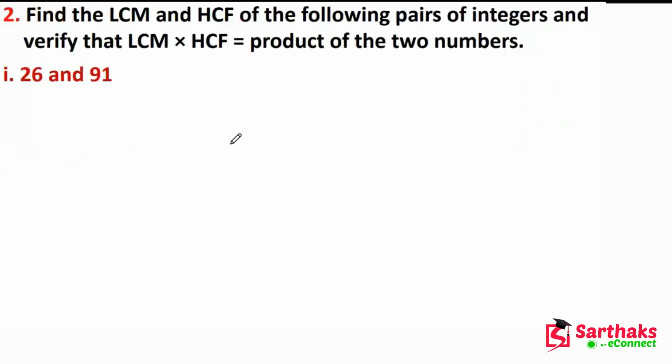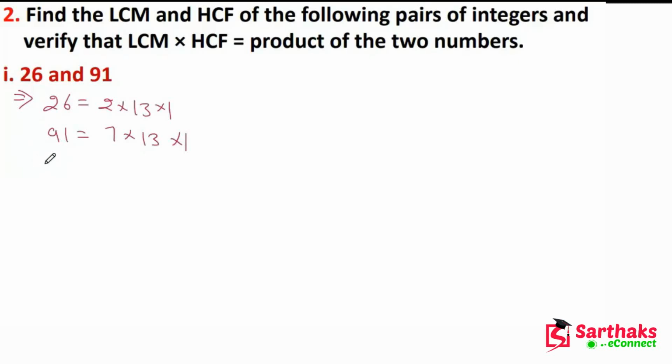Now find the LCM and HCF of the following pairs of integers and verify that LCM into HCF is equal to the product of the two numbers. So for finding the LCM and HCF of these numbers, firstly we have to find the factors of these numbers. What are the factors of 26? The factors of 26 are 2 into 13 into 1. And the factors of 91 are 7 into 13 into 1.